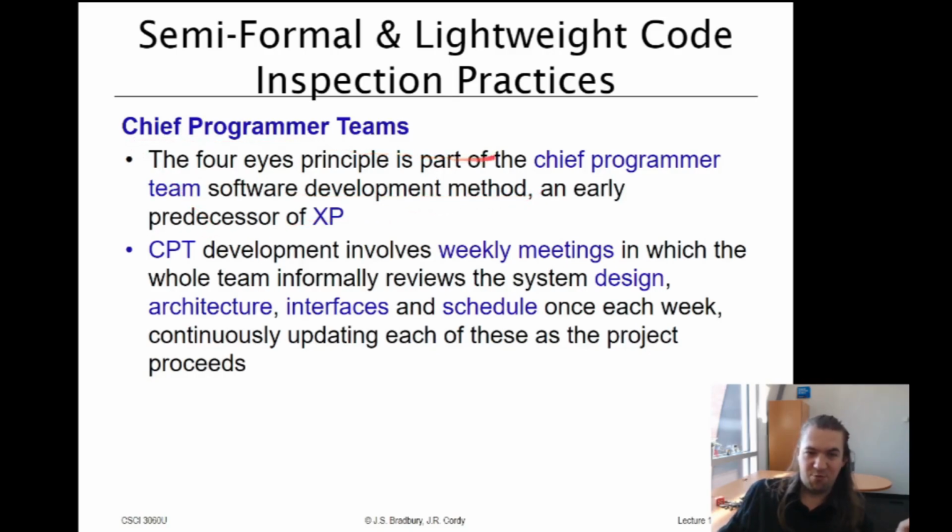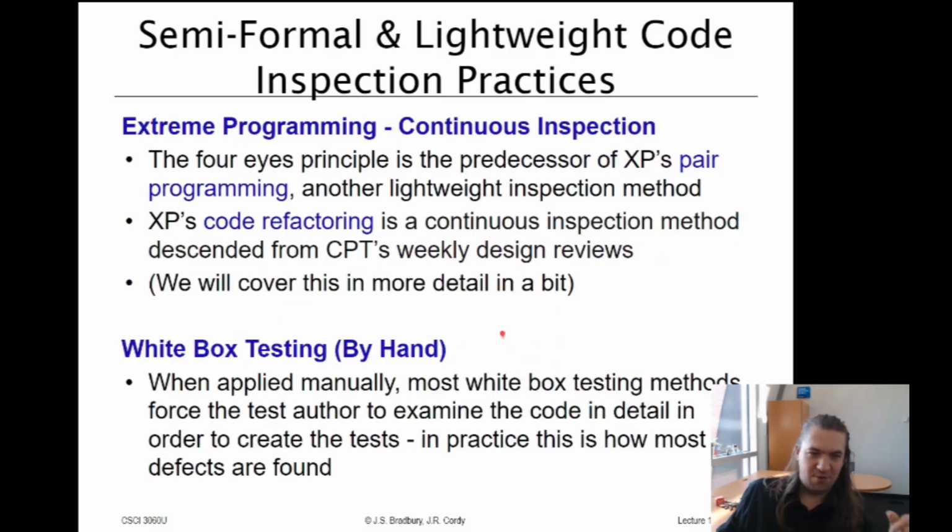Okay, so the predecessor of XP used this idea of the 4 eyes principle. This idea of chief programmer teams is where you have these weekly meetings. The whole team is reviewing design, architecture, and so on once a week. This probably sounds somewhat like some of the practices we talked about earlier in the course. And these get continuously updated. So unsurprisingly, this is where we got into pair programming, which is also lightweight. You don't have to have formal meetings or anything. You just have two people next to each other, and they do that.